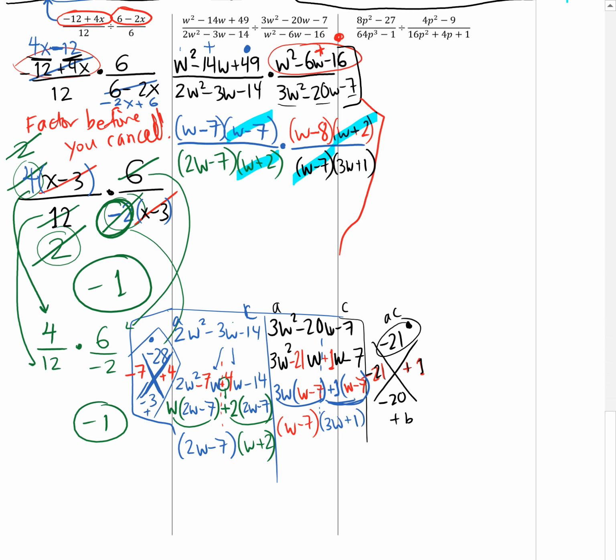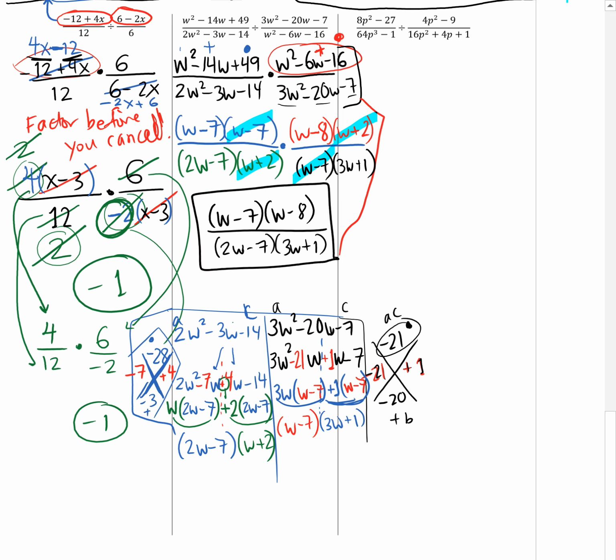Whatever. Well, what's left over on the numerator is the w minus 7 that was in the first numerator, the w minus 8 that was in the second numerator, and then in the denominator we had the 2w minus 7 in the first denominator, 3w plus 1 in the second denominator. And you can just leave it that way. Don't even worry about multiplying that out. It's fine.